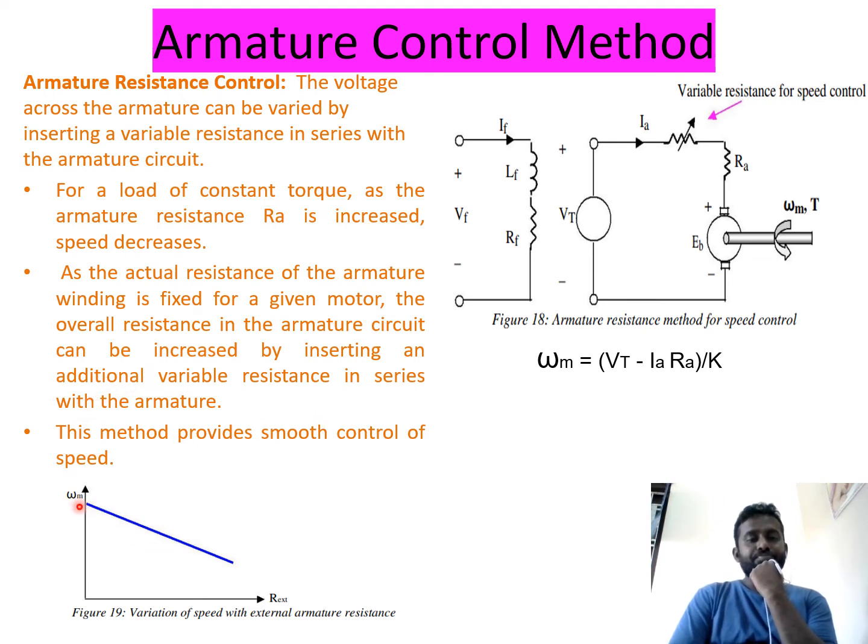This is a variation of speed with external armature resistance. As you increase the resistance, speed will decrease. And this is the expression for it.